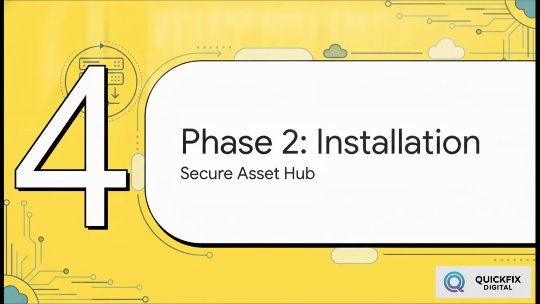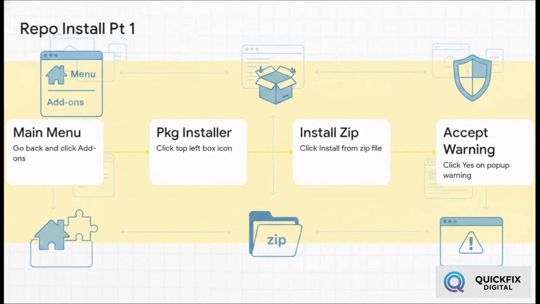Section 4, Repository Installation. Time to secure the Asset Hub. Now, you're going to want to back all the way out to your main Kodi menu and click on Add-ons. Look back to the top left for the add-on package installer icon. It usually looks kind of like an open box, and give that a click. Select Install from Zip File.